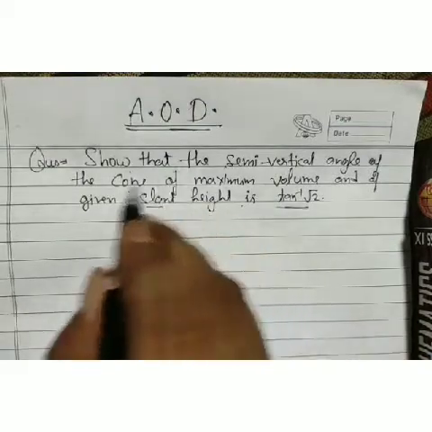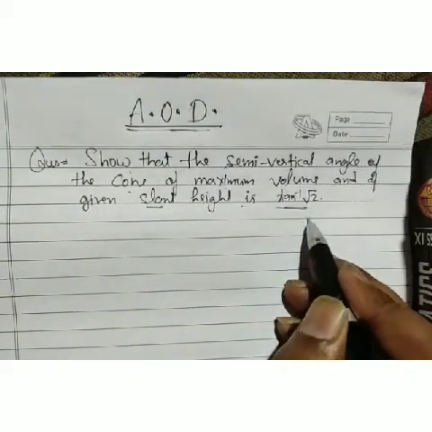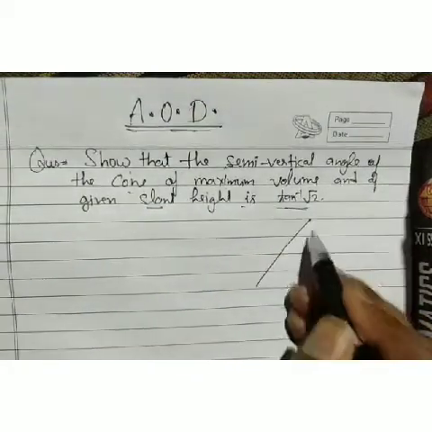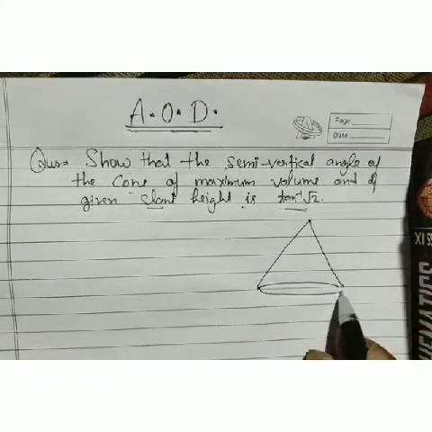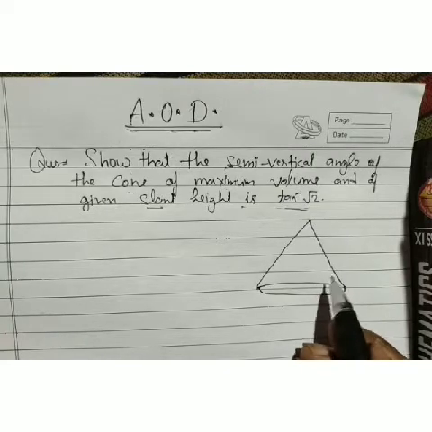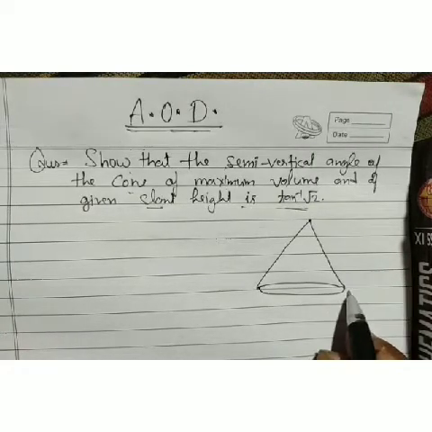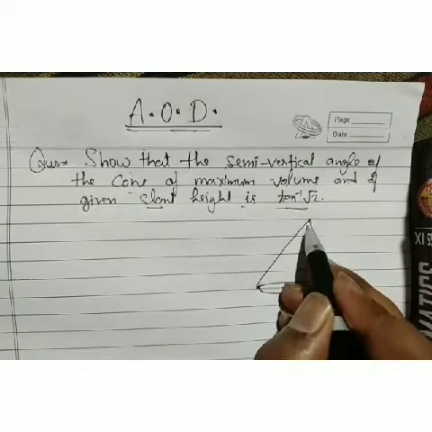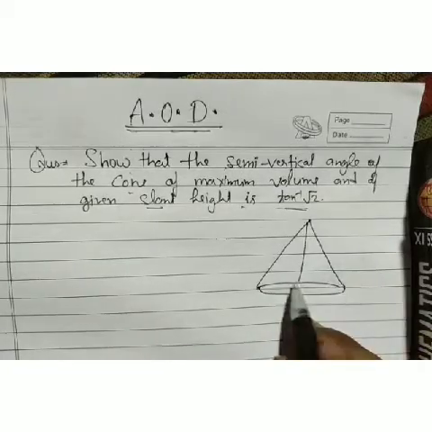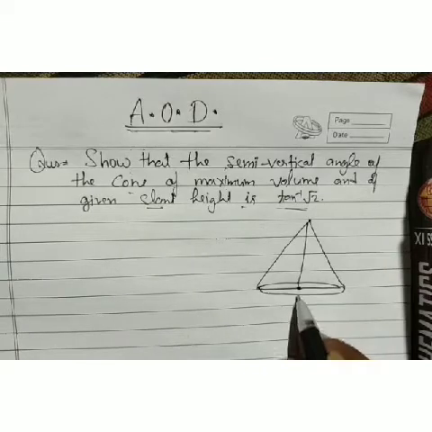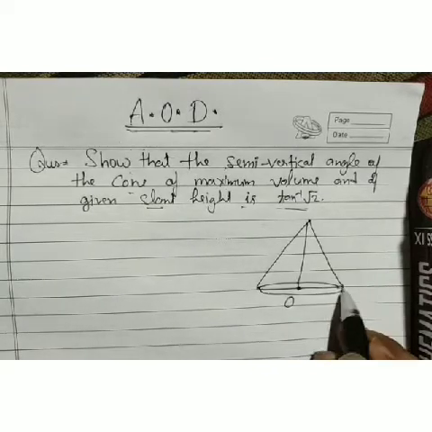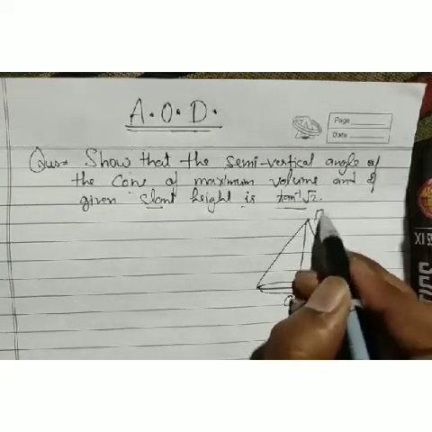First of all, we have to draw a rough figure. Look, we get a cone here. Now we take our cone and suppose its center point is O. This is our A, and this is our B.